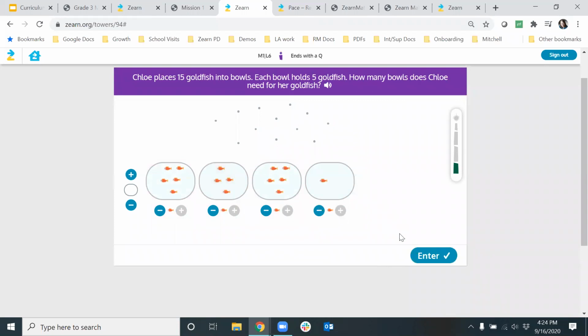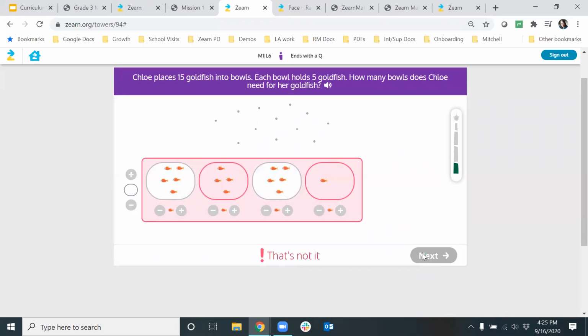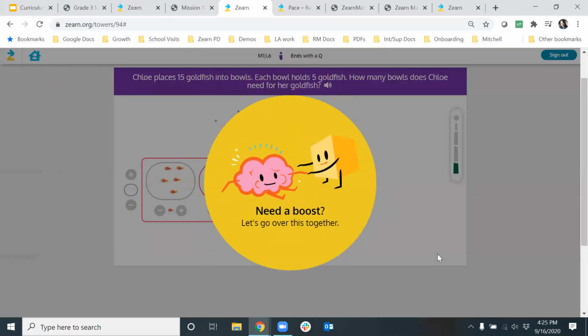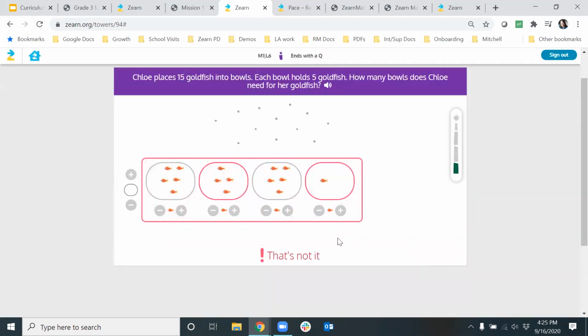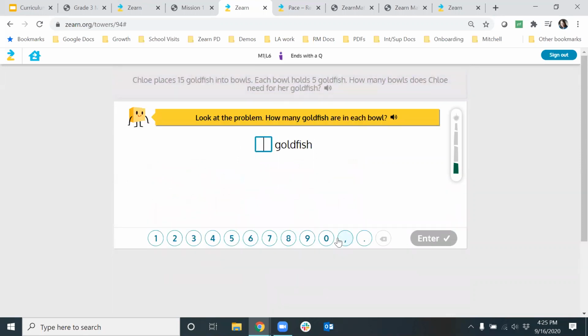Let's say I still struggle though. When I continue to struggle in the Tower of Power, I go into what's called a boost. Boosts are remediation paths that are written to break down questions and scaffold understanding for students right when they struggle. Each question within the Tower of Power has its own unique boost. So in this boost, I'm invited to break down this question, first identifying the information I know from the problem. Here, how many goldfish are in each bowl.